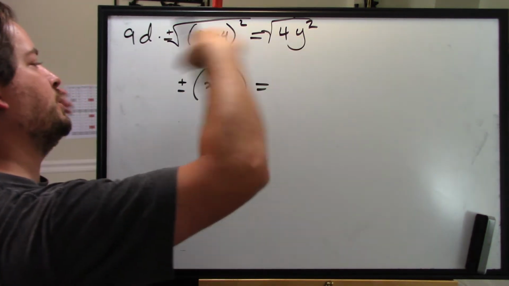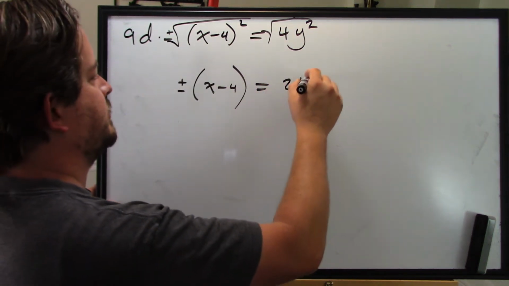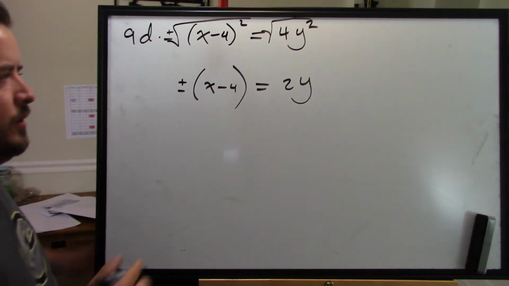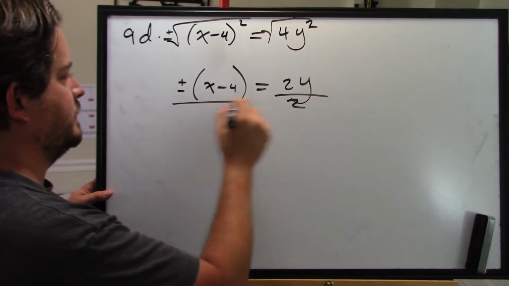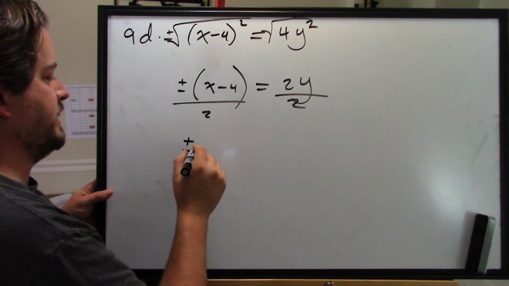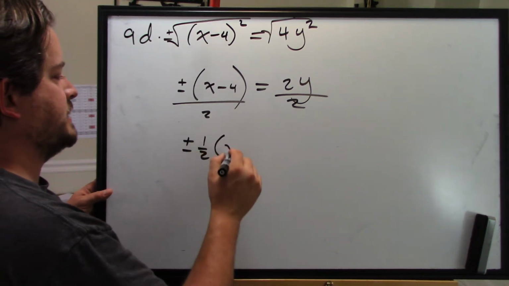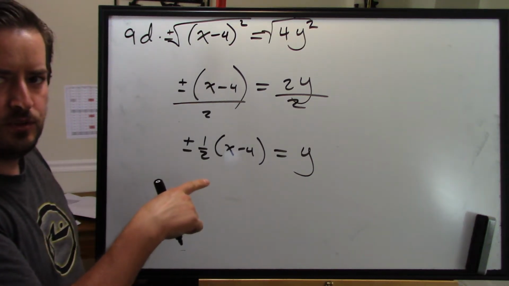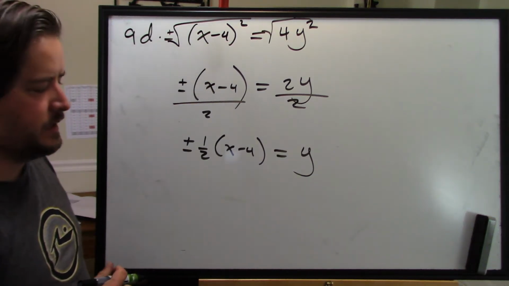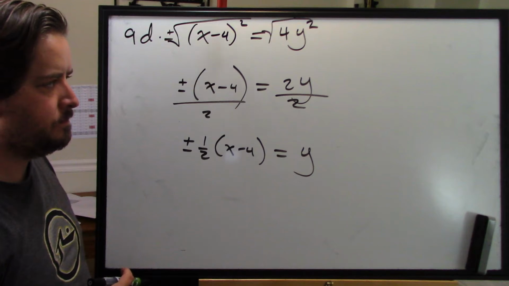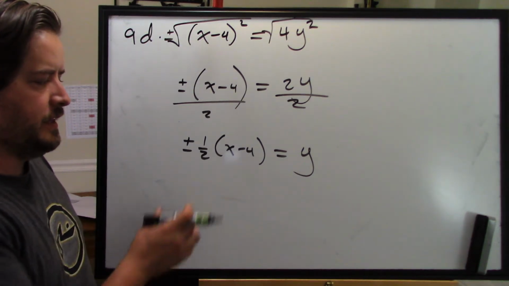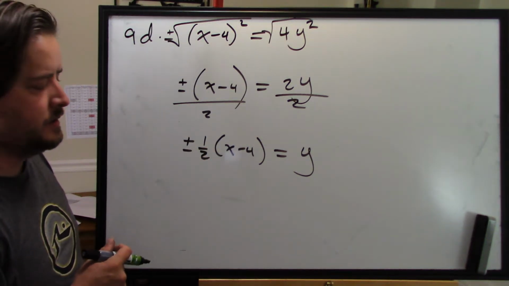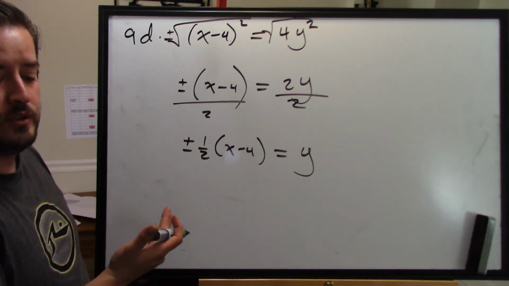Equals, and the reason I put it over there is, well, you'll see why in a second. But this equals 2y, and if I divide everything by 2, then this is plus or minus 1/2 times x minus 4 equals y. And what I have here is two lines, two intersecting lines, right? So it's almost like the asymptotes of a hyperbola, except this is the solutions, right? And so there are solutions, but they're not a conic.